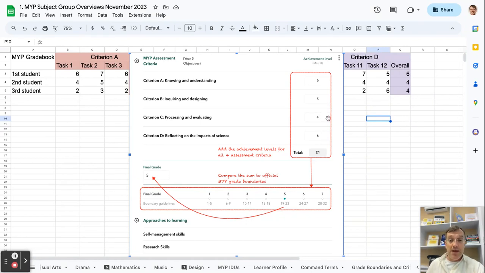If this student had maybe earned a 6 in criterion C, that would have brought them up to 23 marks. They'd still be at a 5. But if they had earned 6 in all 4 criteria, that puts them at 24 marks and would have moved their overall grade up to a 6 out of 7. That's how your MYP grades are determined.